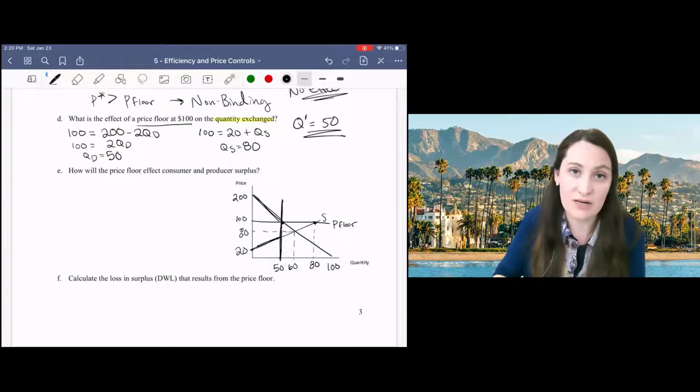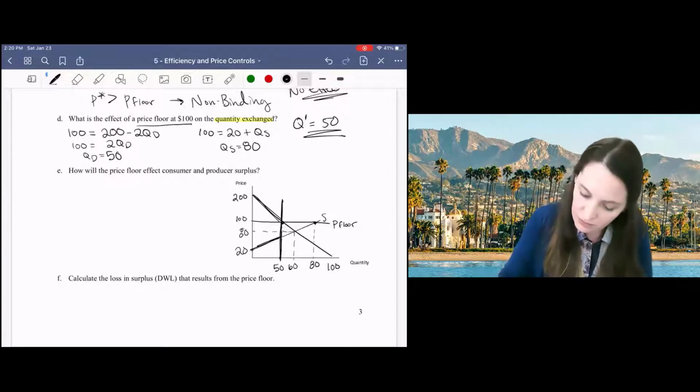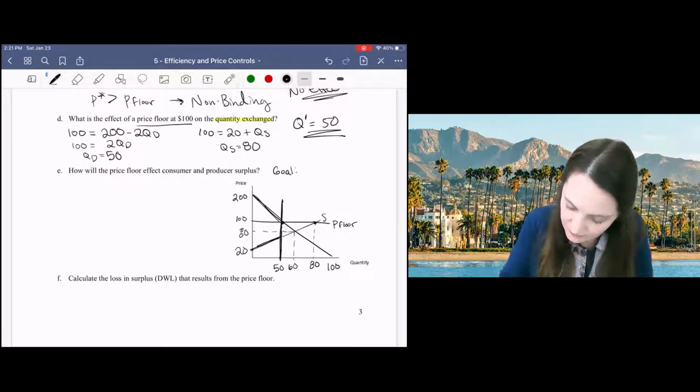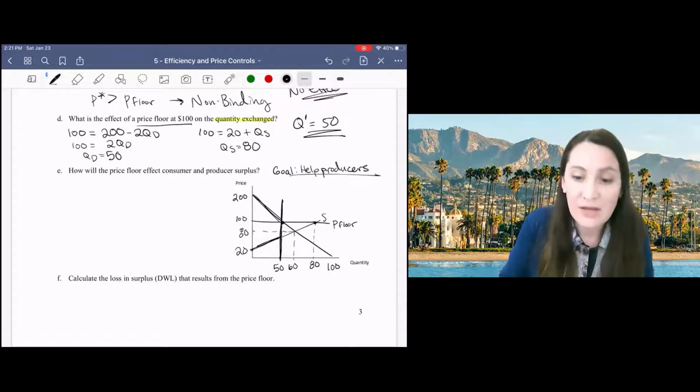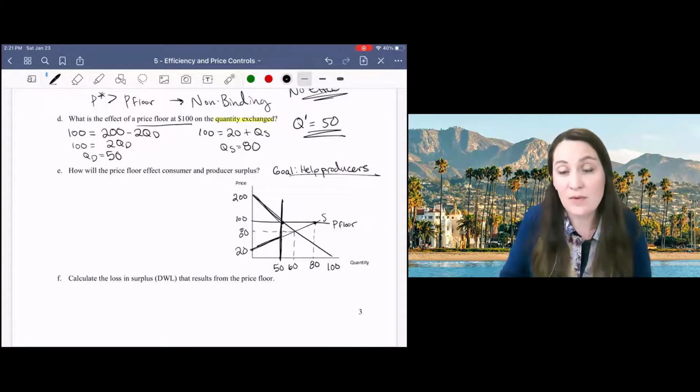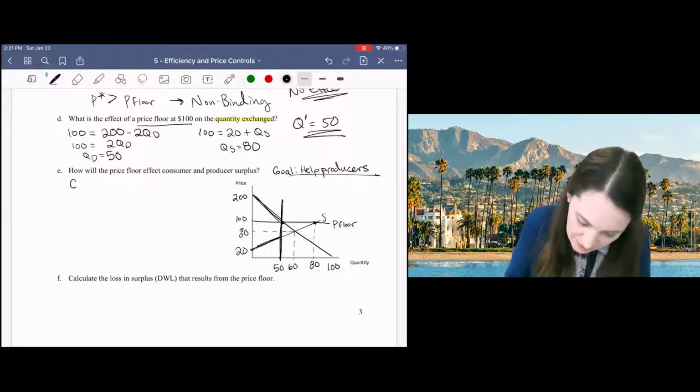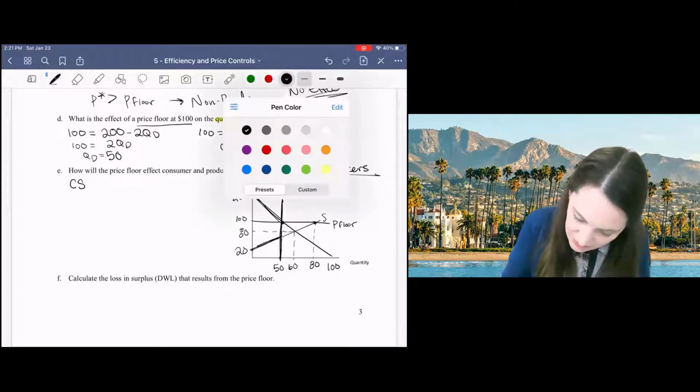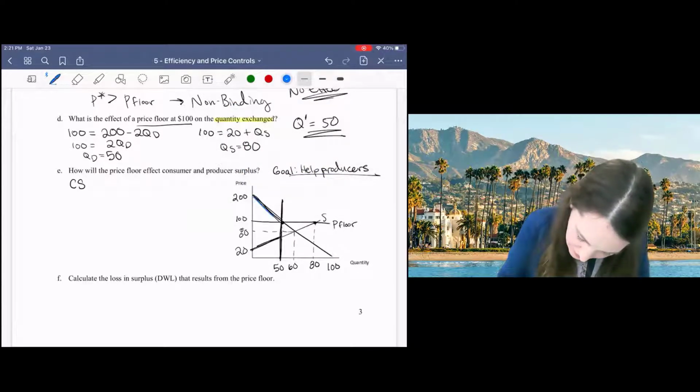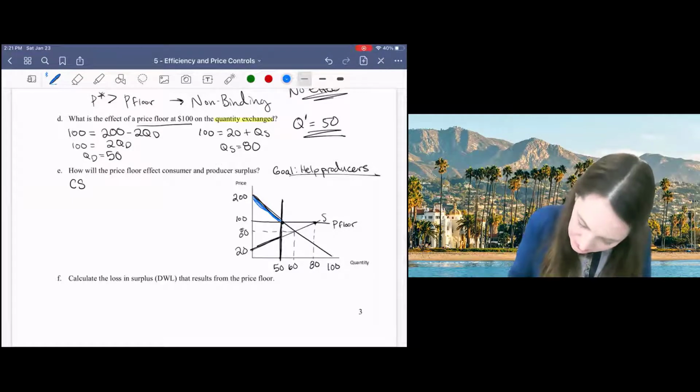Recall that the goal of the price floor was to help producers by maintaining a higher price. So as we evaluate surplus, we want to address whether or not the policy does a good job of achieving that goal. But let's start with consumer surplus. So the consumer surplus will be the area between the demand curve and the new price in the market, which is 100.